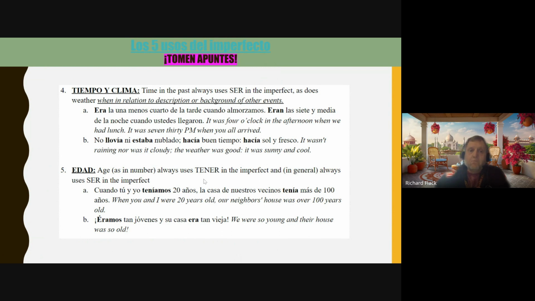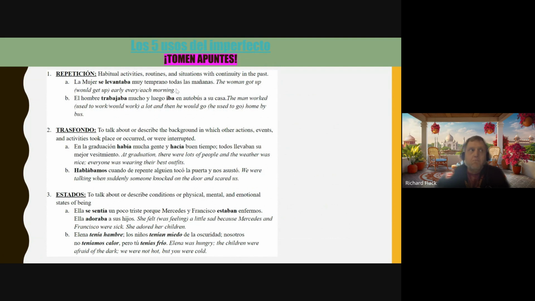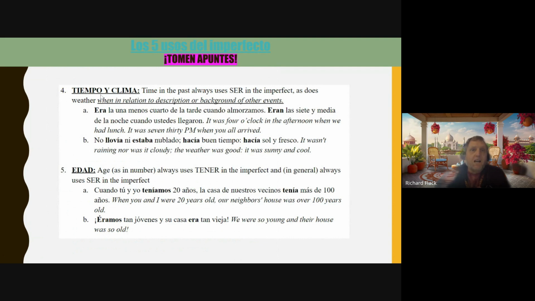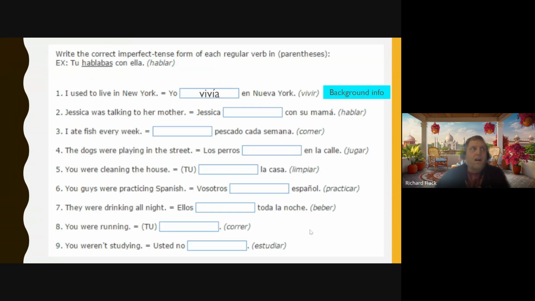So everything's pretty straightforward except for the weather, right? Repetition, imperfect. Background information, imperfect. Background information that gets interrupted, imperfect. Physical, mental, emotional states, imperfect. Time, imperfect. Weather, if it's being used as description, imperfect. Age, imperfect. All right, so your job now is to move on to the practice assignment.